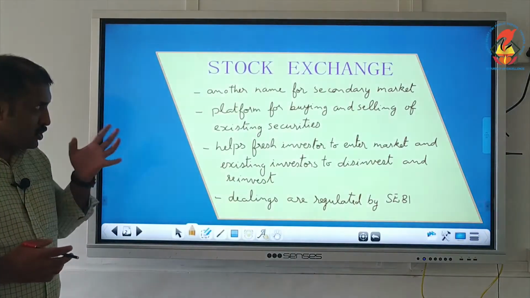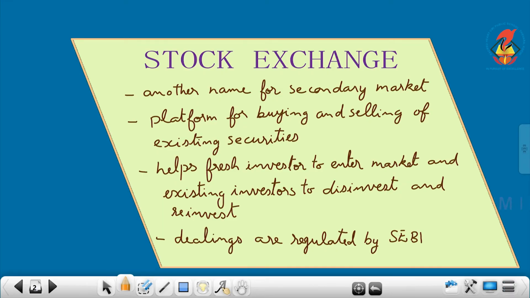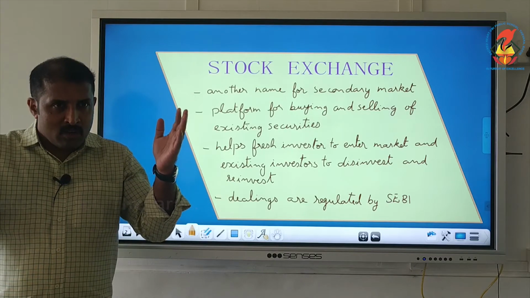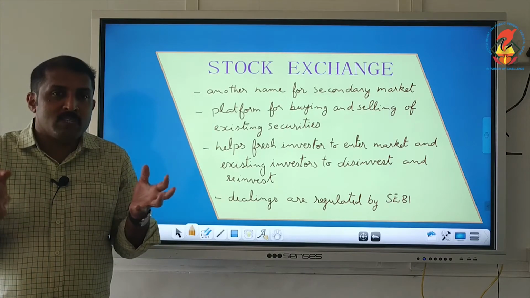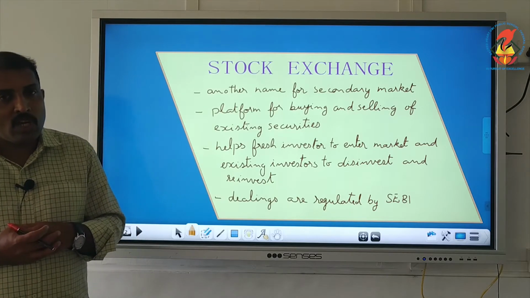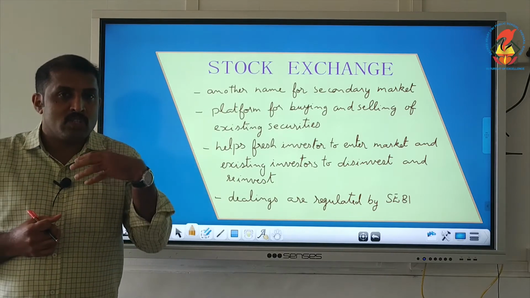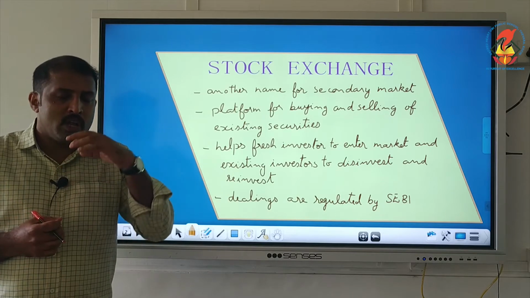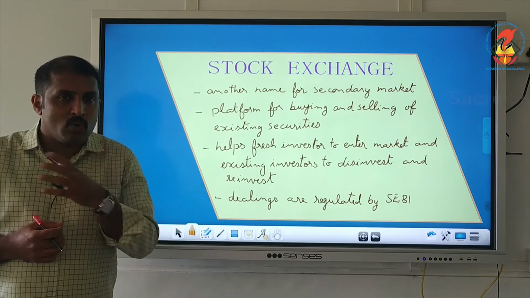Now, what is stock exchange? Stock exchange is another name for secondary market. That means a market where existing securities are bought and sold. It's a platform for purchasing and selling existing securities, and that is the purpose of stock exchange. Existing shares are bought and sold, existing debentures are bought and sold, or any kind of existing securities are bought and sold.